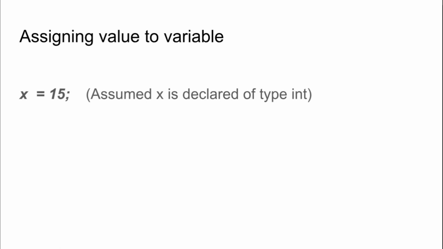Now we have declared our variable, but our variable is not assigned to any value. So let us see how to assign a value to a variable. So we use the equals operator, which is an assignment operator, to assign a value to the variable x. So here x will be assigned the value 15. So now whenever x is used, it will be replaced by the value 15.